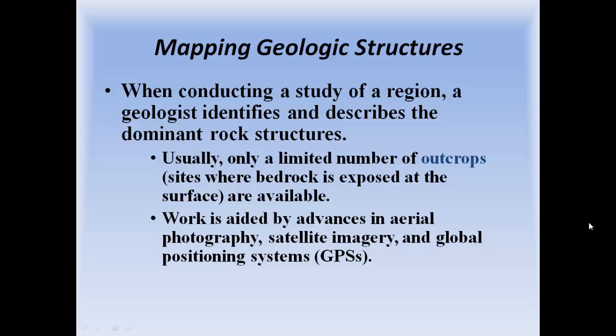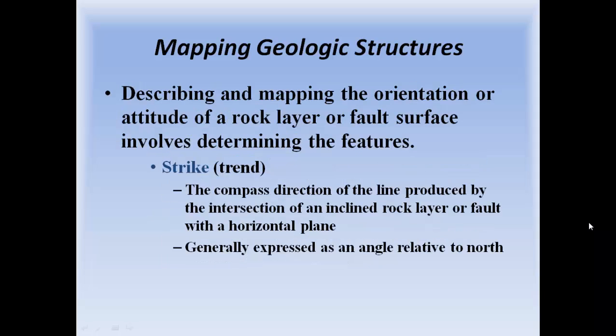Mapping geologic structures. When conducting a study of a region, a geologist identifies and describes the dominant rock structures. Usually only a limited number of outcrops, sites where bedrock is exposed at the surface, are available. So work is aided in advance by aerial photography, satellite imagery, and GPS. Describing and mapping the orientation, or attitude, of a rock layer or fault surface involves determining several features.